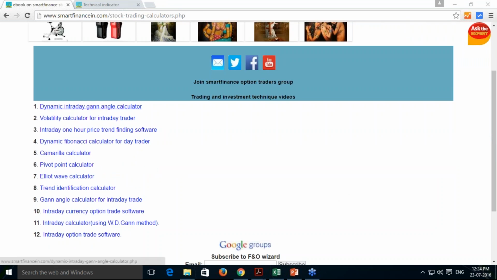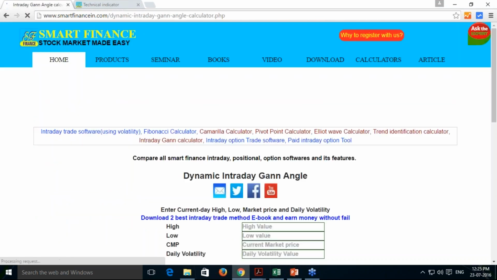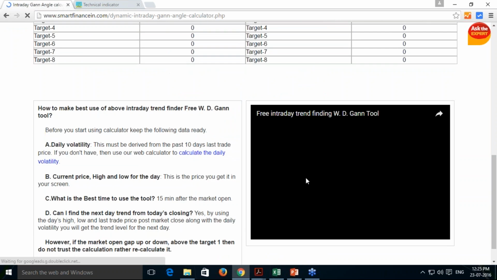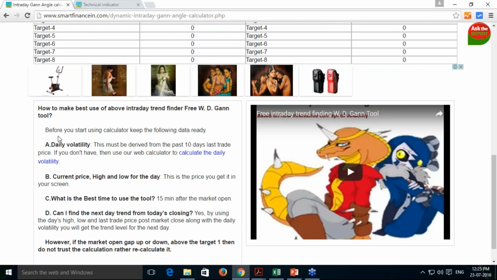Similarly, many calculators are being flagged here. Dynamic intraday Gann calculator. See, if you click here, you just get some values to input and other things. But here we give an elaborate discussion.